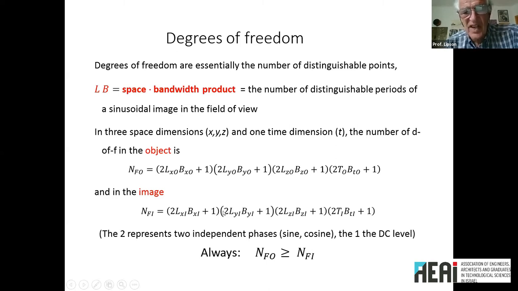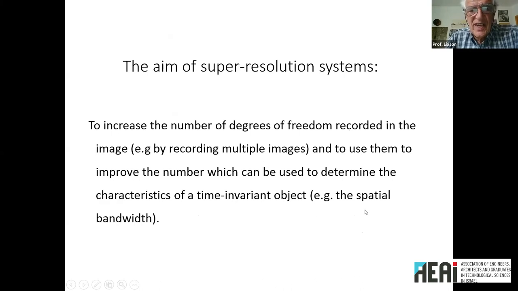And that means that the number of distinguishable periods in the image will be greater than it was in the object. But we just have to remember that we can never get something for nothing. In this case, we've made the assumption that the object does not change in time, therefore we get one image representing the whole time period. Essentially the aim of super resolving systems is to use this playing around with the degrees of freedom in order to see what we want.